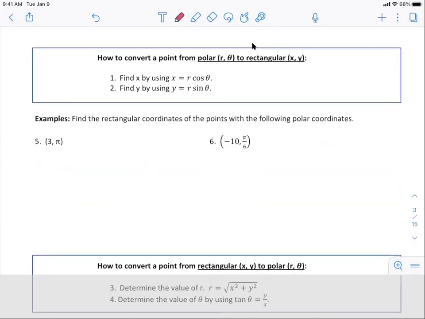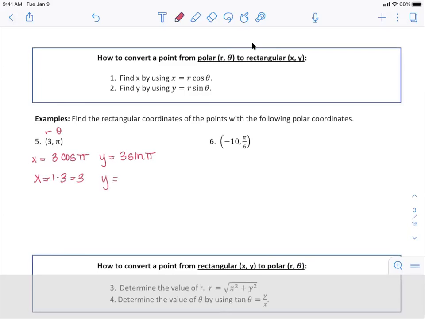So let's look at the first one. We have r and theta right here. So to find x, we're going to do 3 times the cosine of pi. And to find y, we're going to do 3 times the sine of pi. Cosine of pi is negative 1, so that means x is equal to negative 1 times 3, which is negative 3.